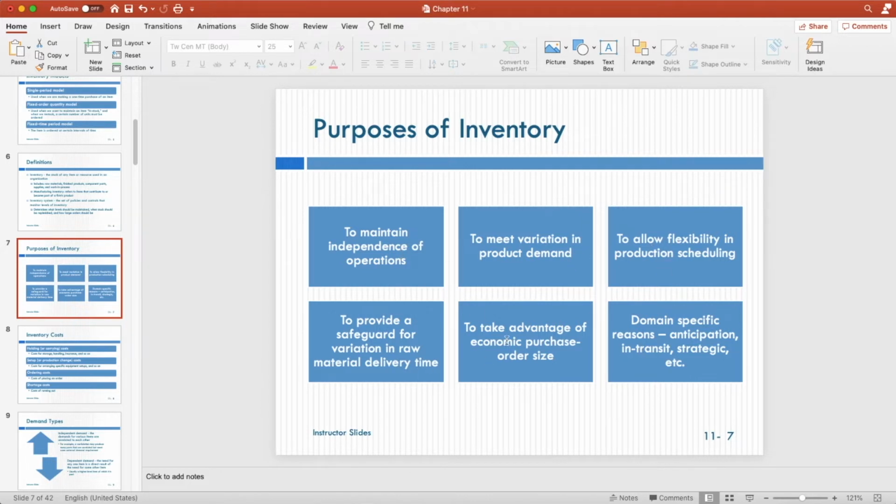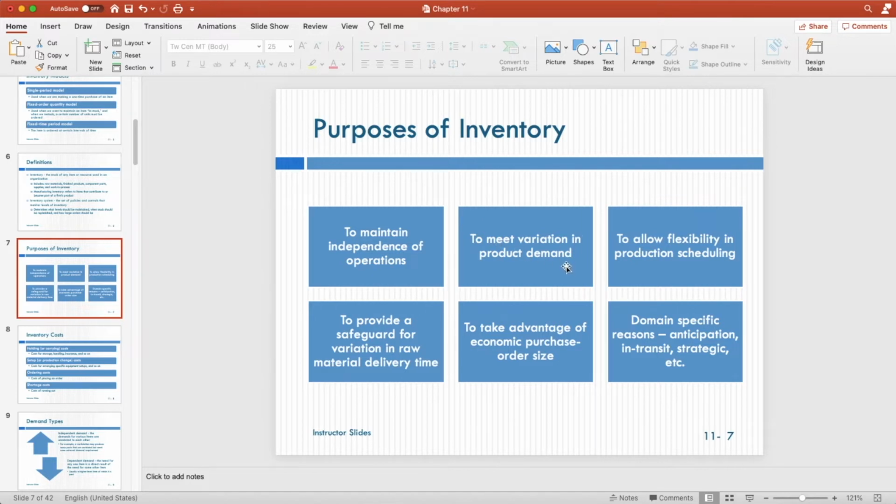Actually, here what I show are different sources of uncertainty that we have to deal with in real business. That's why we really need inventory as a buffer, to face those uncertainties and to decrease, to some extent, the damage caused by them. Now let's look at some of them. First of all, to maintain independence of the operations. This is actually very straightforward. To meet variation in product demand.